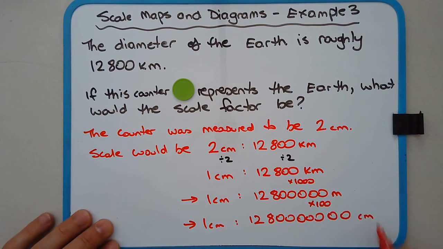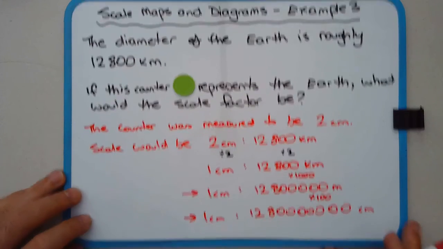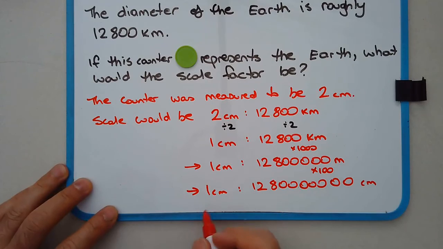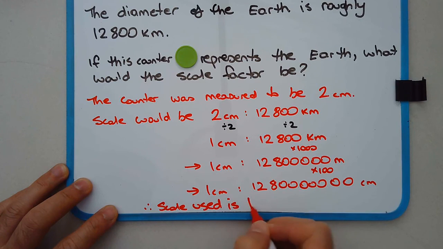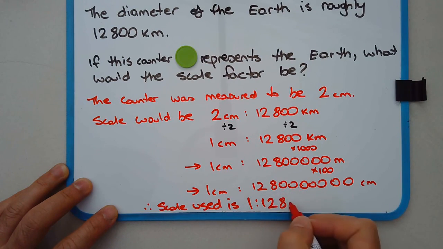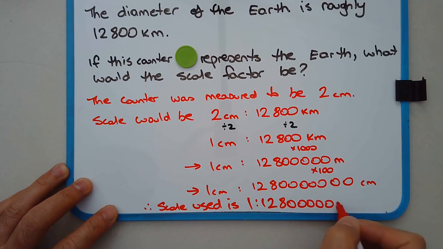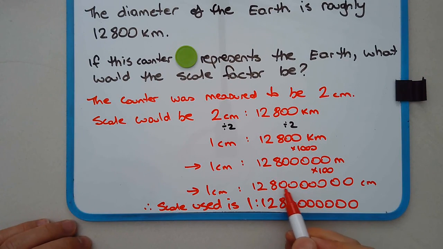Now that the units are identical, we don't actually have to show the units. So therefore, the scale used is 1 to 1, 2, 8, and 1, 2, 3, 4, 5, 6, and 7 zeros. I'll just make sure I count them correctly. Yep, and that would be the scale.